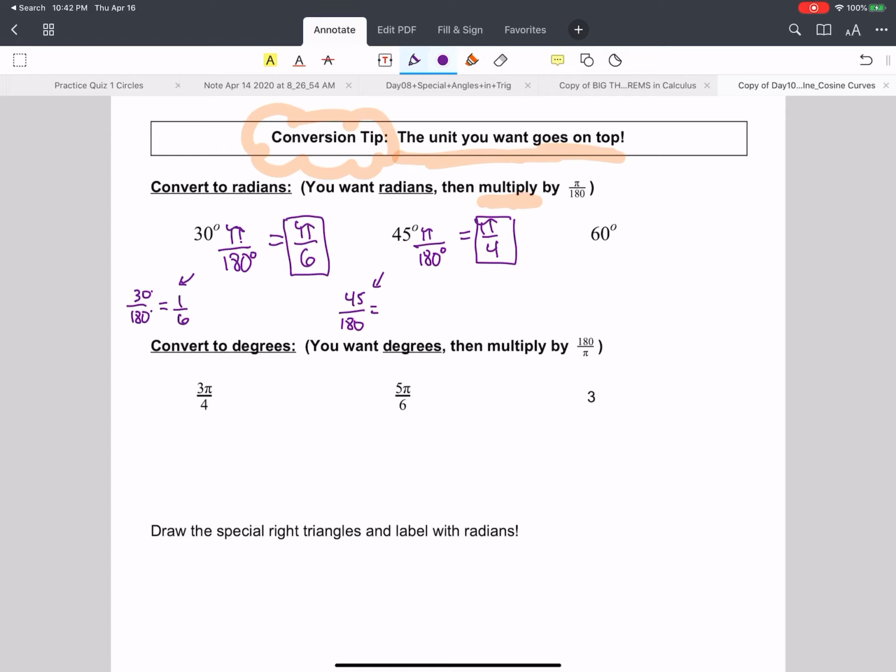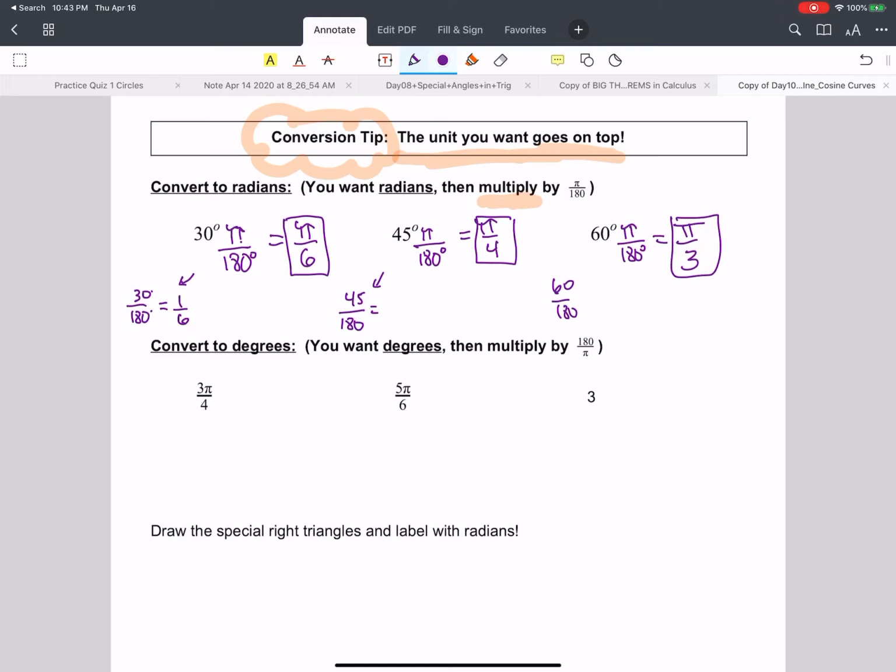All right. Next one, I want radians, so pi radians over 180 degrees. 60 over 180 is equal to pi over 3. All right, nice work.